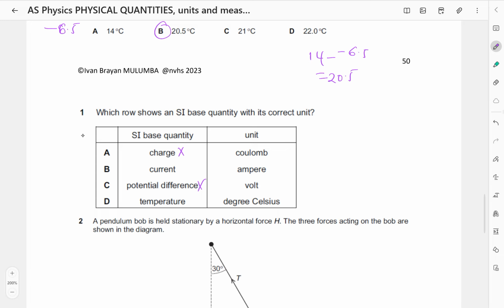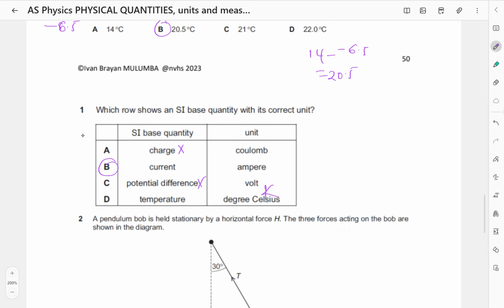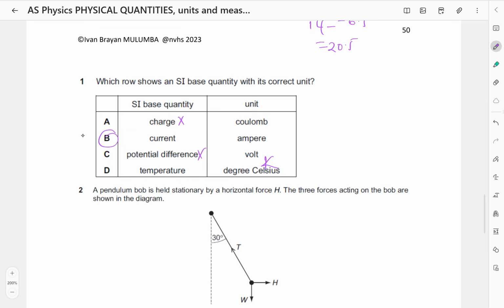Current is in amperes. Temperature is supposed to be in Kelvin. So the answer is B, because temperature is not degrees Celsius. The SI-based unit is Kelvin.